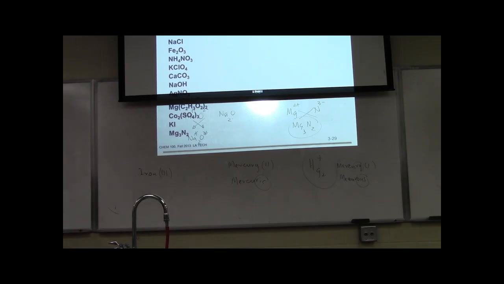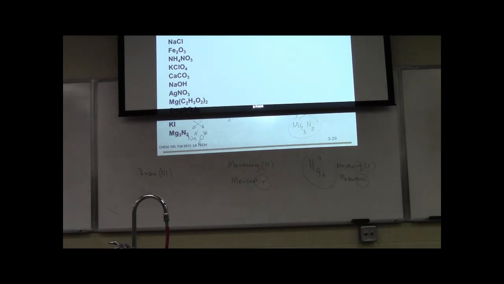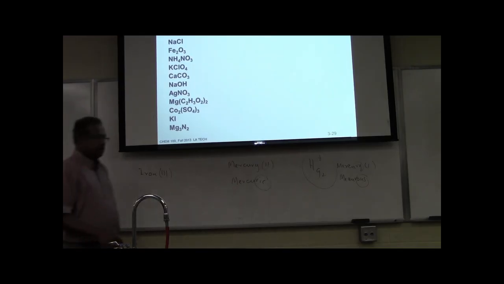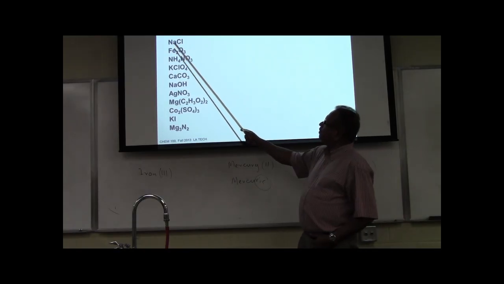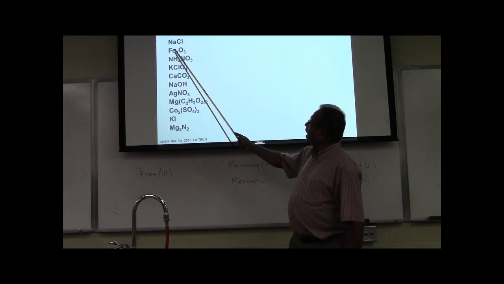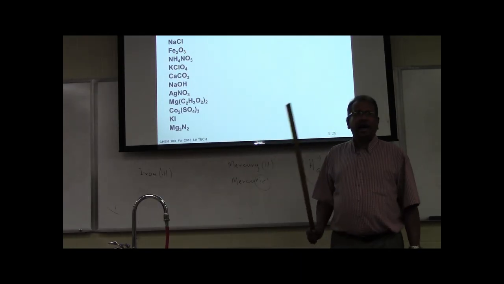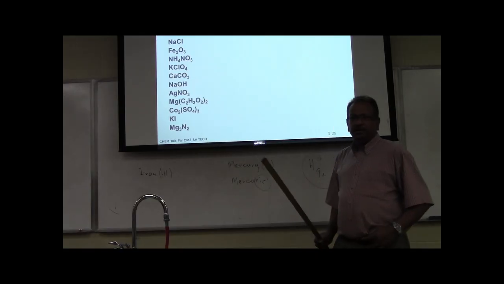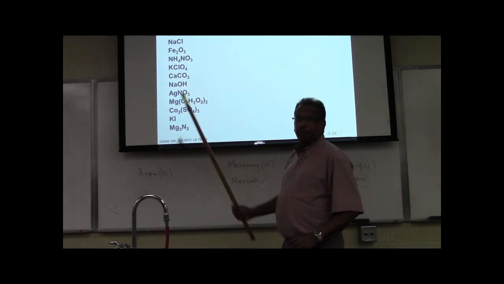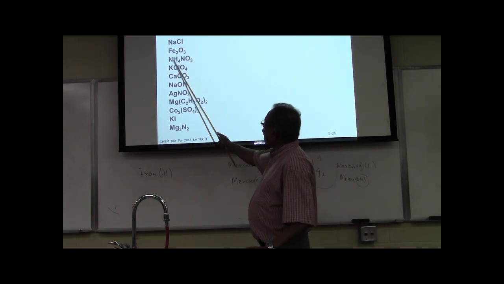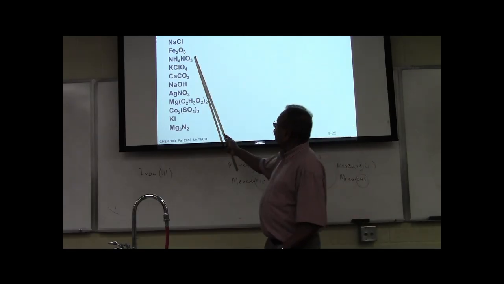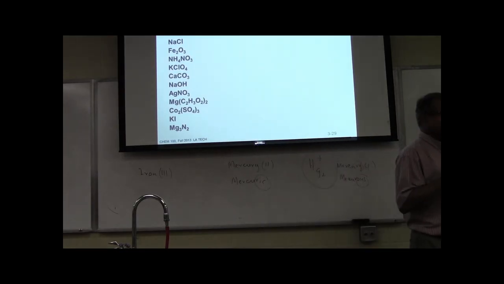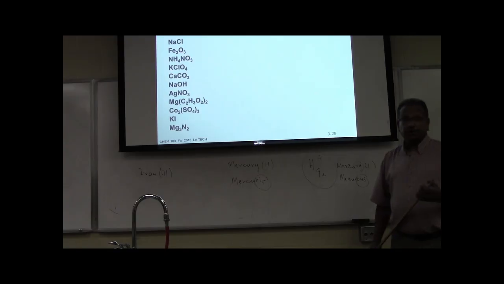Now, just quickly go through this. I'm not going to write it down. We'll talk about it. Sodium chloride, right? Iron 3 oxide. Why is iron 3? The charge is shown on the next one, because it's a type 2, iron 3 oxide. Ammonium nitrate, both negative. Potassium, what is the rest of it? Perchlorate. Perchlorate.